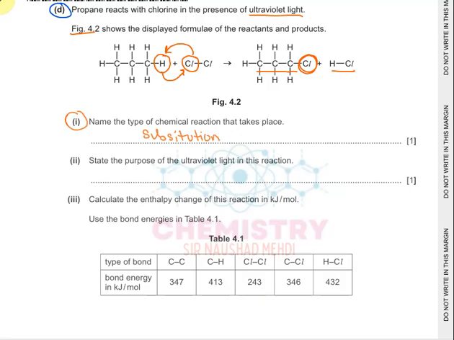State the purpose of the ultraviolet light in this reaction. Now for this reaction there is a condition that you have to provide sunlight or ultraviolet radiation. Now what is this sunlight basically doing? Without this sunlight this reaction cannot proceed. This reaction will not take place. So what is the reason for that? The reason is that without sunlight this reaction won't have enough activation energy to get performed.